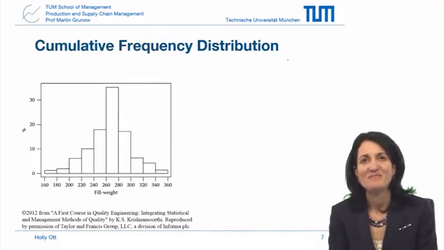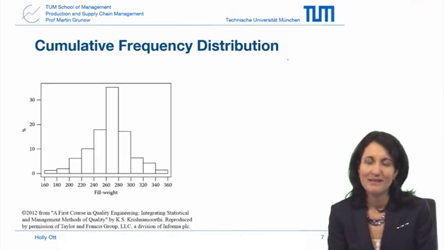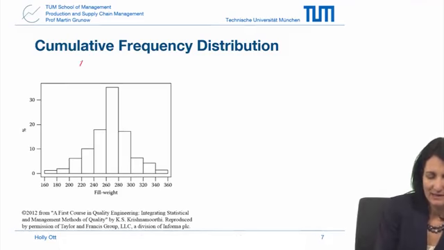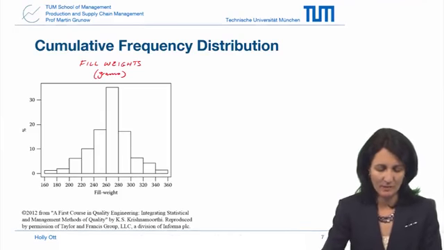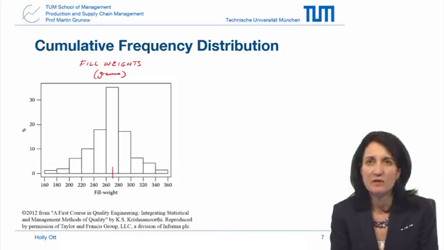Okay, so another graph of data that provides very useful information in addition to our histogram is the cumulative frequency distribution. So here again we look at our histogram. Now we're back to our fill weights example. This is the deodorant fill weights in grams, 100 fill weights, and remember we saw that data was centered around 270 grams.